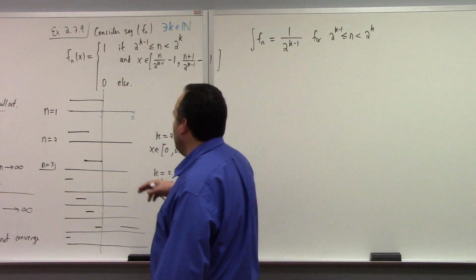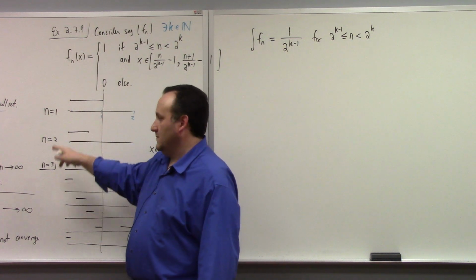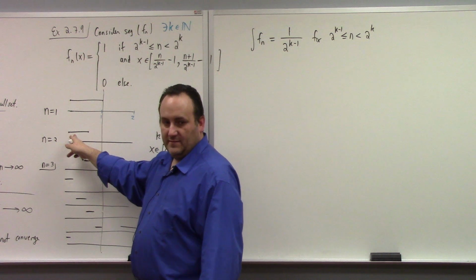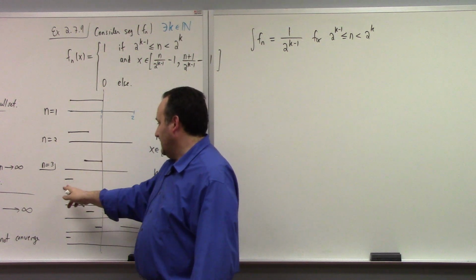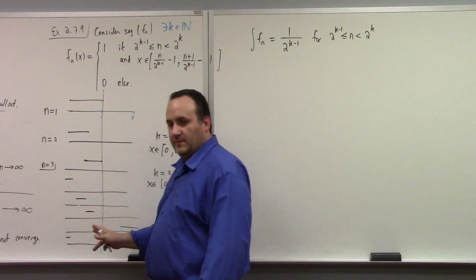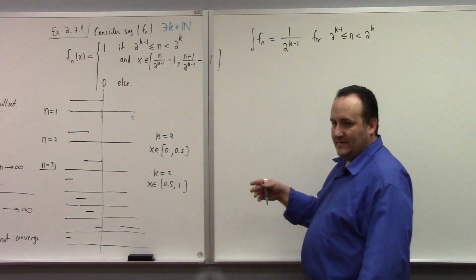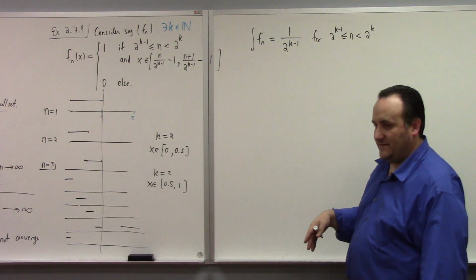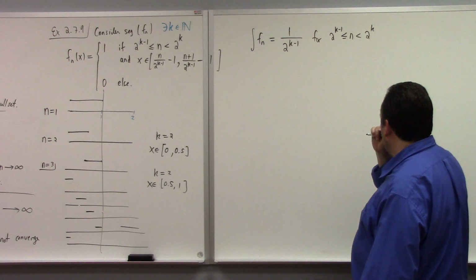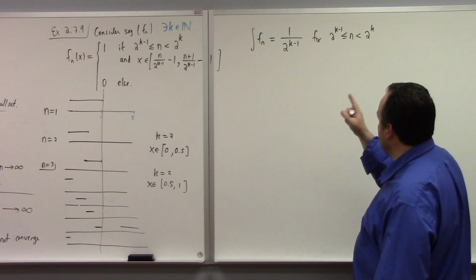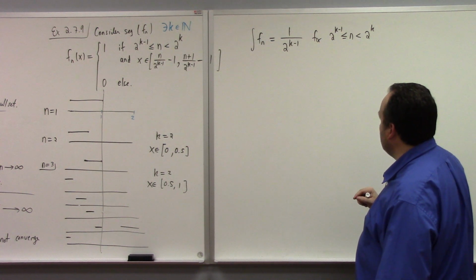But this is area 1. This is area half. Area half. Area quarter, quarter, quarter, quarter. And then once you're past that case, eighth, eighth, eighth, and past that, 16th. So for appropriate n, the area is just 1 over 2 to the power k minus 1.